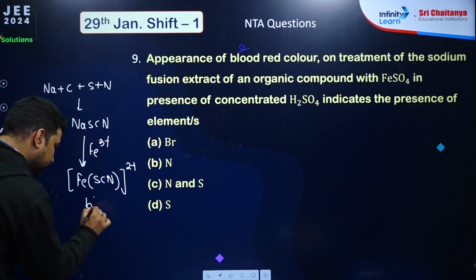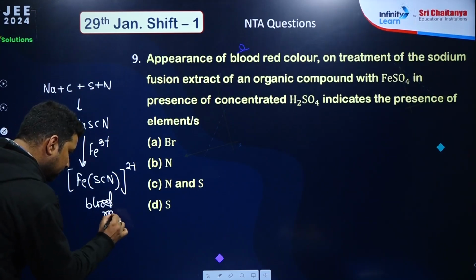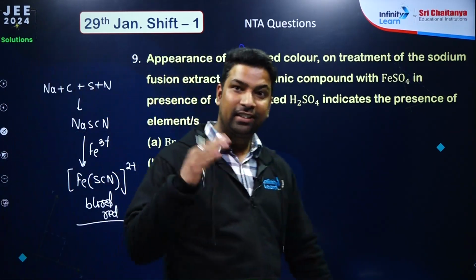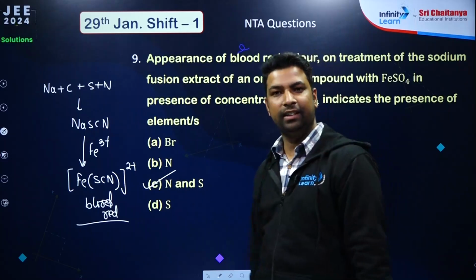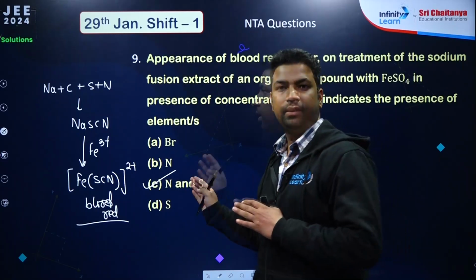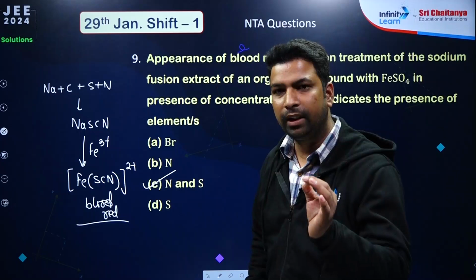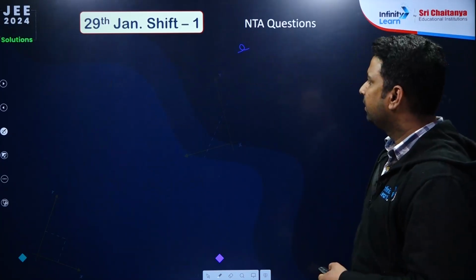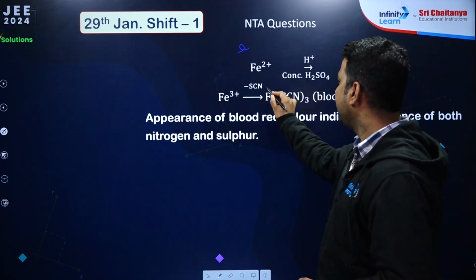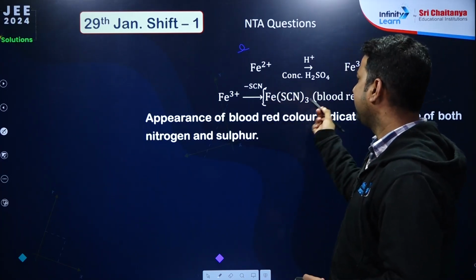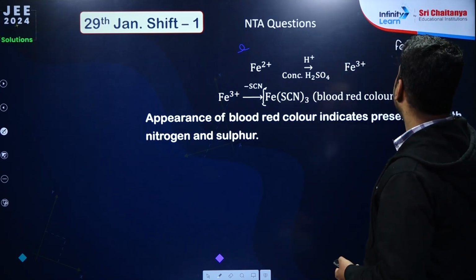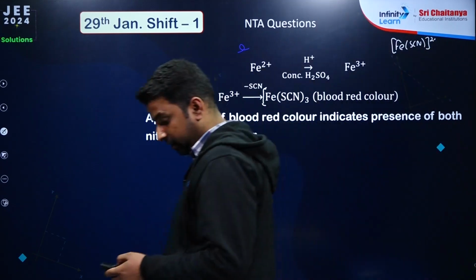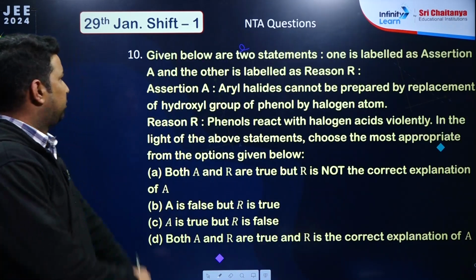SCN has one negative charge, so the overall complex has two positive charge. This complex has blood red coloration, and it is the test of nitrogen and sulfur. NCERT, direct line from the NCERT. So the paper is more about the NCERT. They have directly asked the concept from the NCERT. So NCERT is again crucial. Answer will be C. This will be your reaction, FeSCN 3, or in NCERT it is given FeSCN 2 positive, this type. So blood red color will appear. Come to the next question.